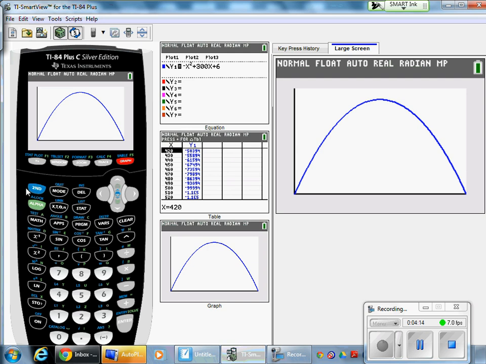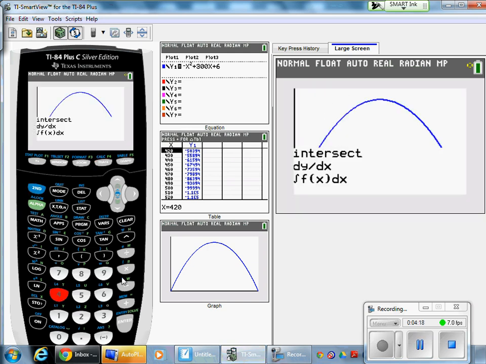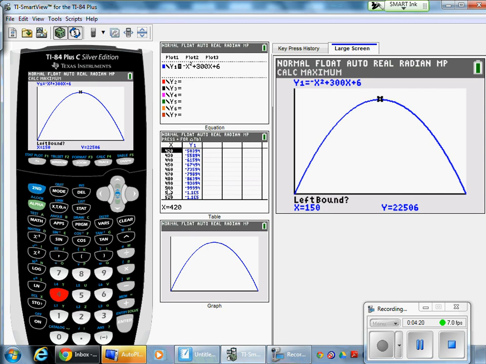So I come to my calculator. If I go to second, trace, I need the maximum, so that's number 4. It always asks for a left bound and a right bound, so I'm going to scroll to the left using this left arrow here and push enter. That's going to be my left bound. I'm going to scroll over here and get a right bound.